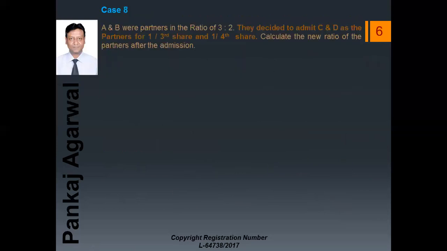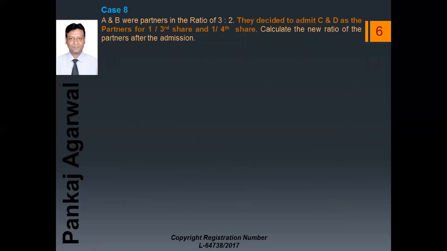Case 8. A and B were partners in the ratio of 3:2. They decided to admit C and D as the partners for 1/3 share and 1/4 share. Calculate the new ratio of the partners after the admission. It is just like case number 7, because here two new partners are admitted simultaneously, at the same time. We will calculate the remaining share after C plus D.